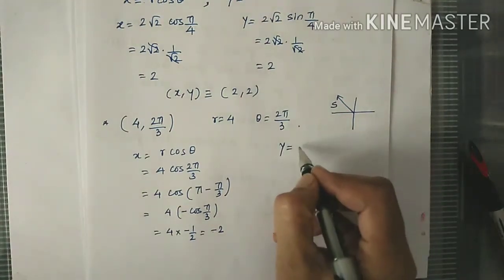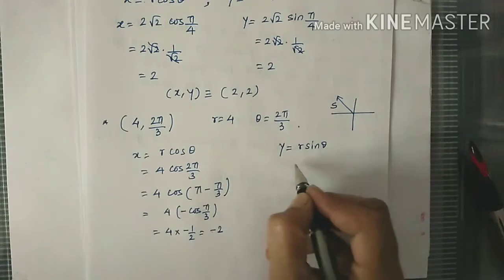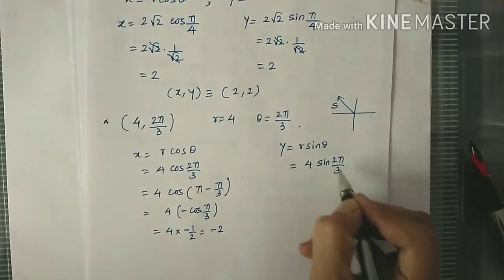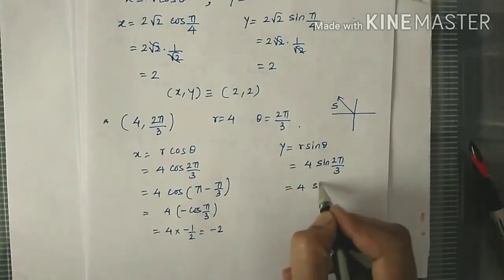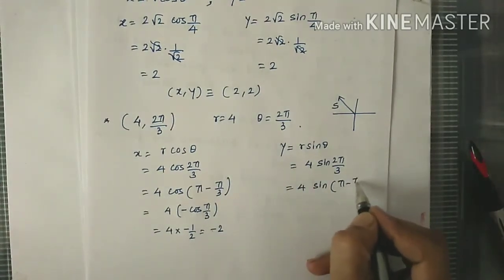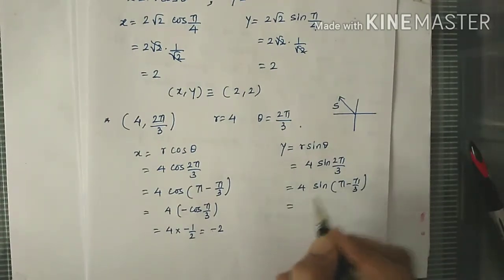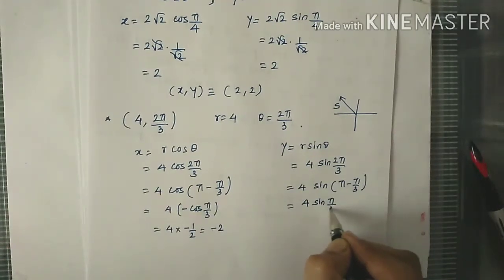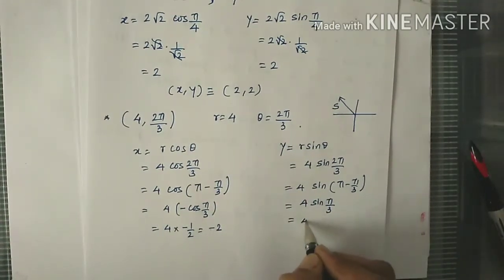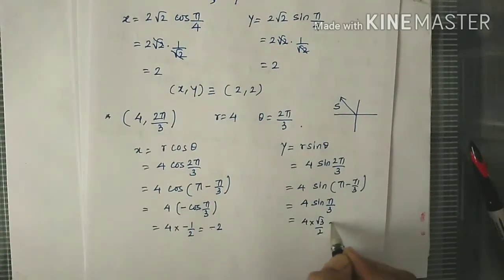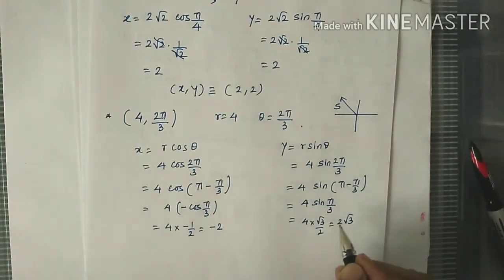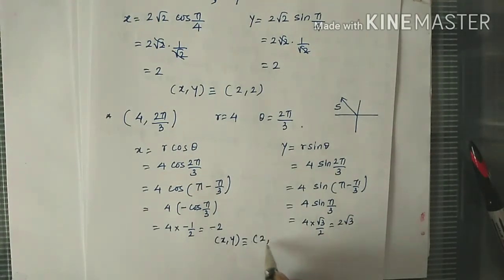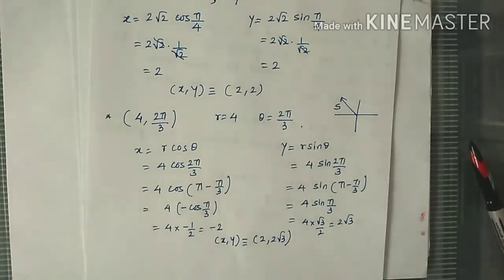Now to find y, y is r sine theta, that is 4 sine of 2 pi by 3. So 4 sine of pi minus pi by 3. Now sine is positive in the second quadrant and the ratio does not change for pi. So 4 sine pi by 3. Sine 60 is root 3 by 2. So this becomes 2 root 3. Therefore, the Cartesian coordinates are minus 2, 2 root 3.